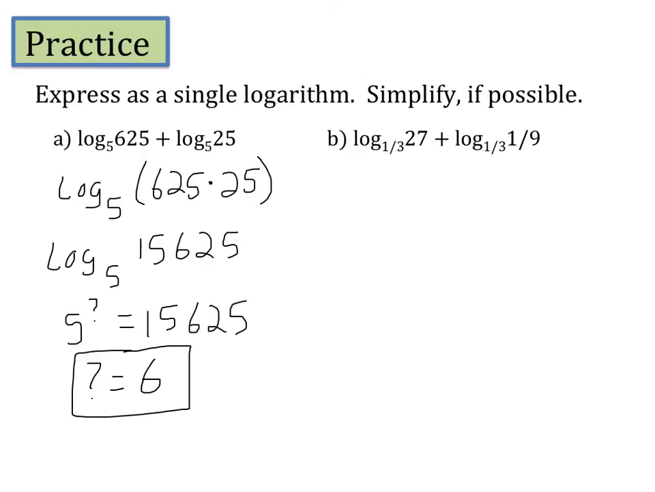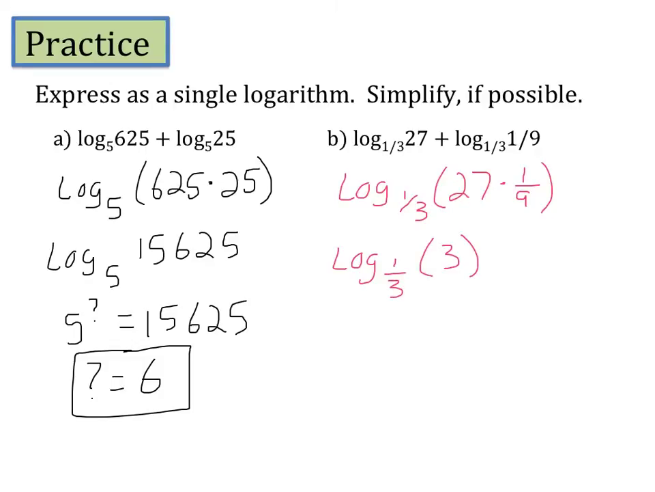Okay, for the next example, we have the same base of 1/3, so we have log base 1/3 of 27 times 1 over 9. This actually simplifies out a little easier. 27 over 9 is 3. So, trying to figure out what to raise 1/3 to, to get 3, all we do is just flip the 1/3. So the answer to this one is -1. These are both examples of the product property.